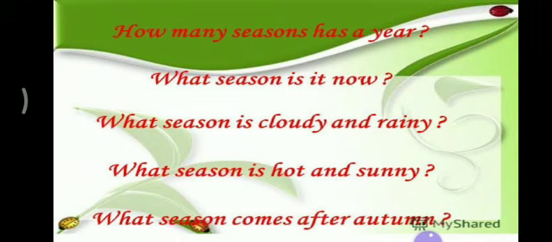Okay, students, I have some questions. Now the first question: how many seasons has a year? Do you understand? How many seasons? Of course, 4 seasons in a year. Yes? What season is it now? It is spring now. Yes, of course. What season is cloudy and rainy? Yes? Yes, of course.